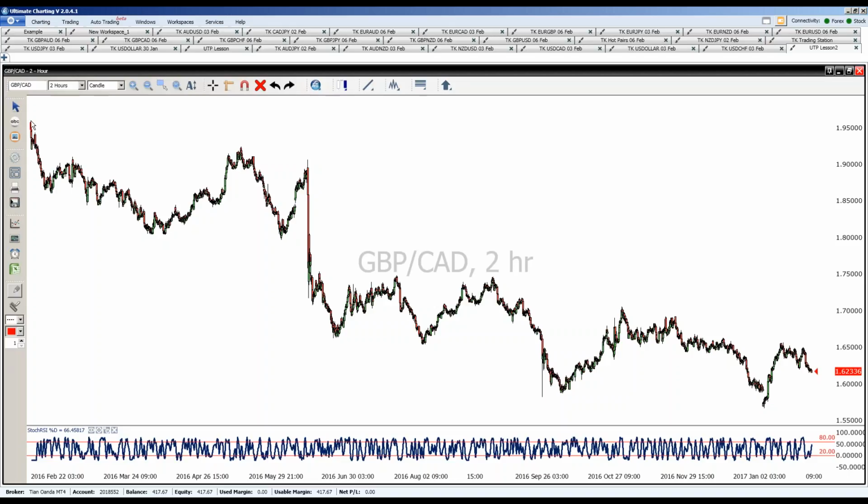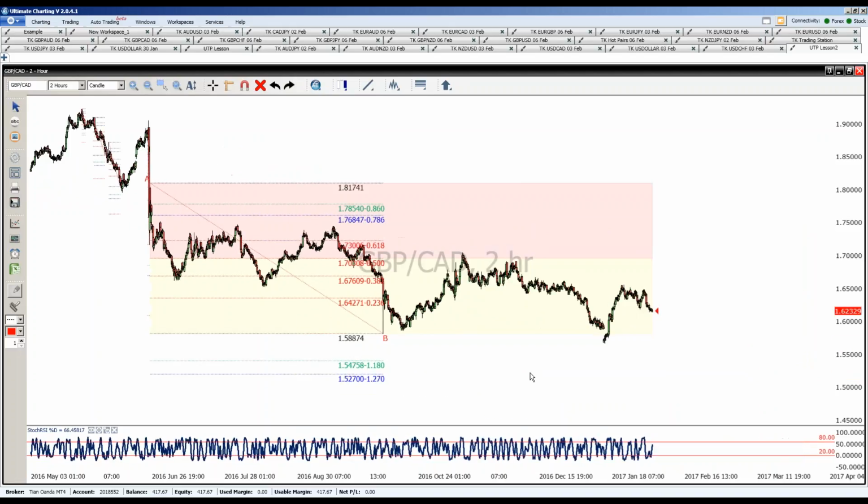and look for the most recent down AB boundary. There we go. Right.